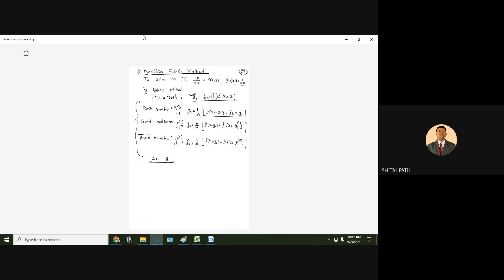Use modified Euler's method. It should be modified Euler's. Please make the required change. Solve.